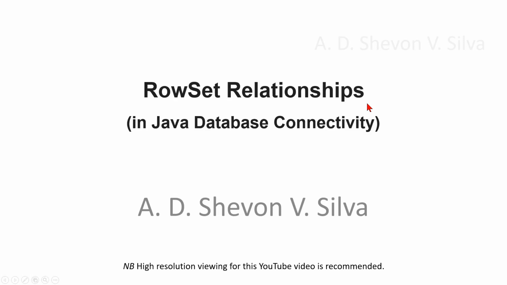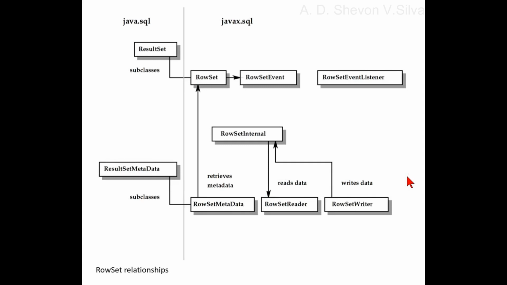RowSet relationships in Java database connectivity. Here you can see RowSet relationships. Here you can see ResultSet. Interface ResultSet: a table of data representing a database result set, which is usually generated by executing a statement that queries the database.